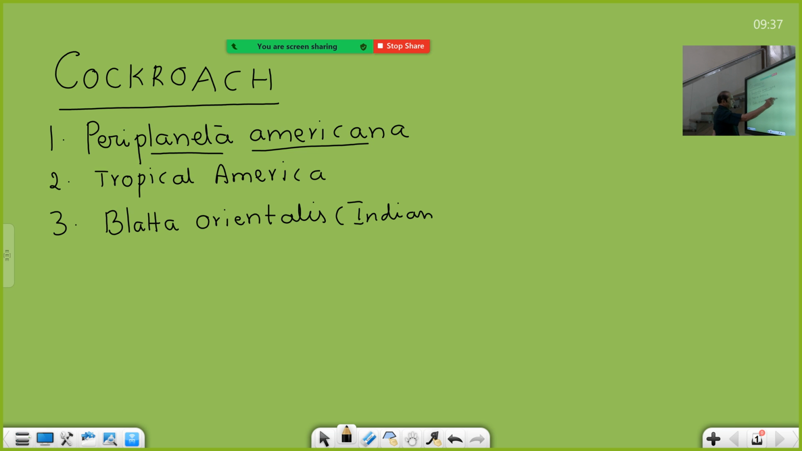Small cockroaches are there in our kitchens, black colored. This is brown colored. Periplaneta americana is brown colored, larger than Blatta orientalis. So this is a common household pest.